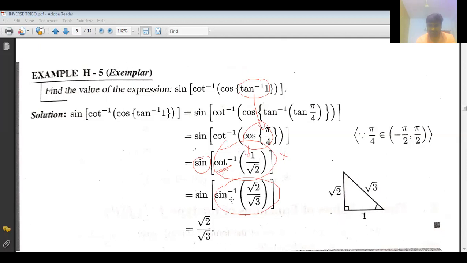Now what about sine inverse there? Opposite by hypotenuse. Opposite by hypotenuse is for sine inverse. So sine inverse of root 2 by root 3. Now can I cancel sine inverse? Yes. So root 2 by root 3 is the required answer. Clear? Now let us go for the next question. It's very easy to simplify.